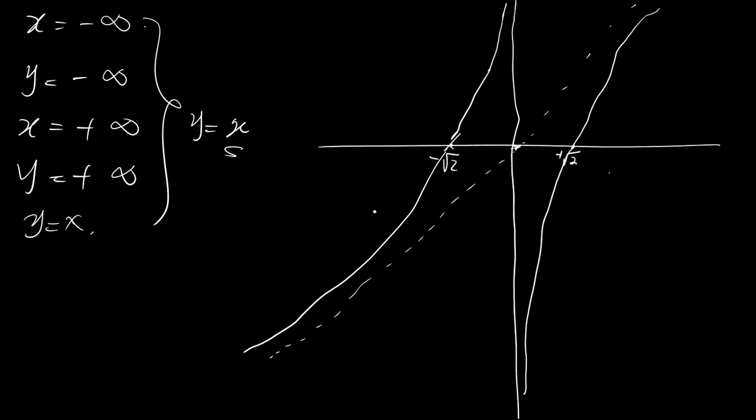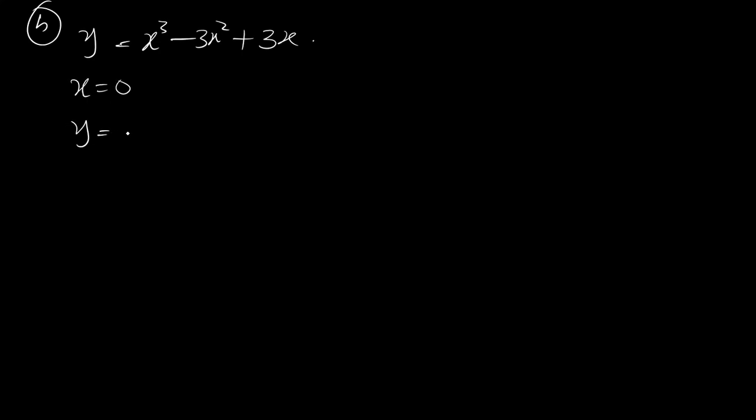Now let's look at the next one. The next one you have b, which is y is equal to x cubed minus 3x squared plus 3x. So now let's look at the condition where x is equal to 0, y is equal to what? 0. Now we're looking at the boundary condition.